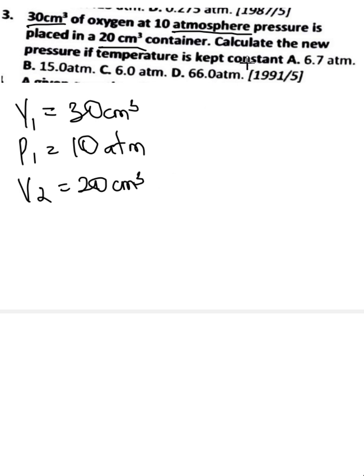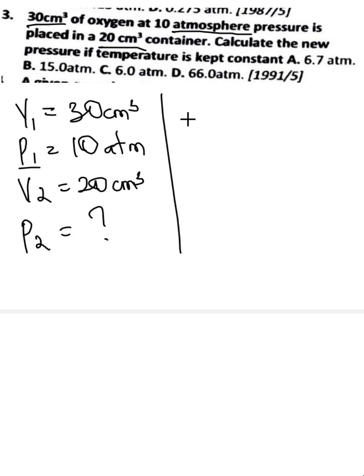All right. Now it says calculate the new pressure. We'll find the new pressure, the last pressure, which we don't have yet, if the temperature is kept constant. All right, take note. We've already gotten everything here except our P2.